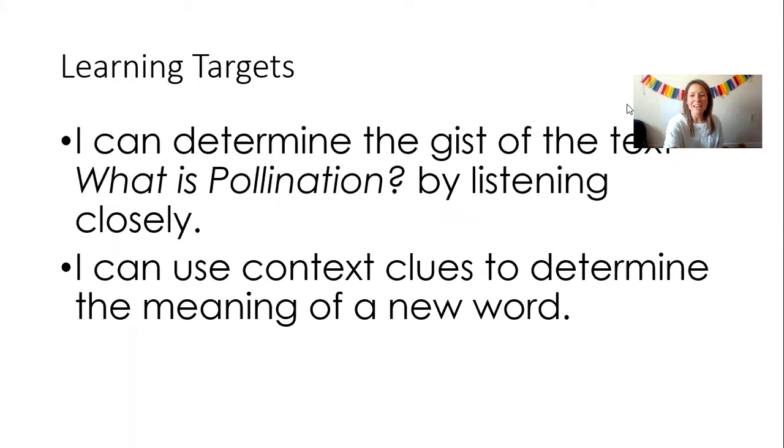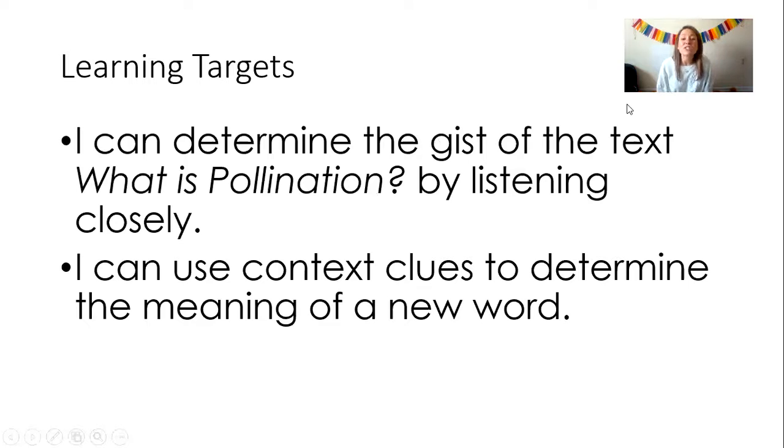All right, friends, today our learning targets are: I can determine the gist of the text. What is pollination? By listening closely. The gist is like in general. It's not telling you everything. It's not copying everything word for word from the text. It's kind of using the context clues in the text to know what's important to say. And then your other learning target is I can use context clues to determine the meaning of a new word. You're going to see two new words that we're going to learn today, and you're going to use context clues about what that word means, okay?